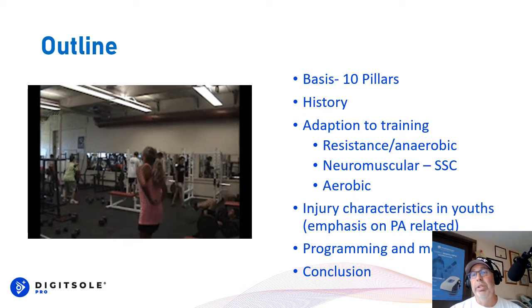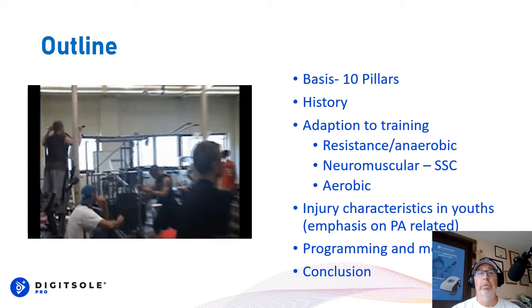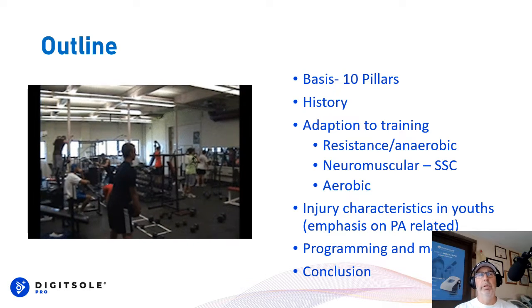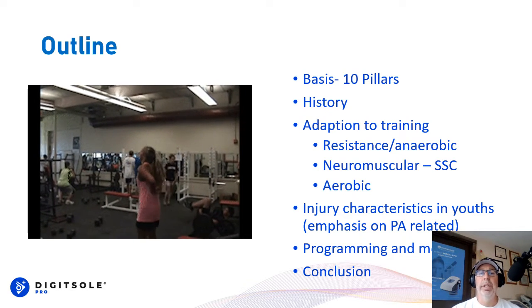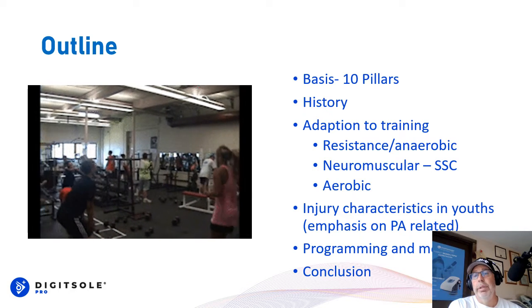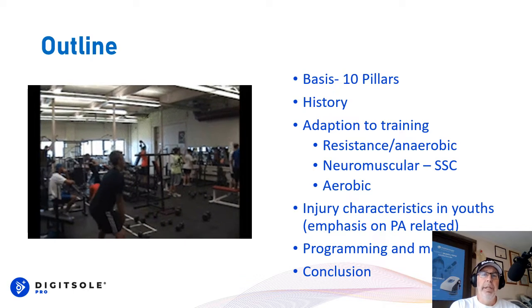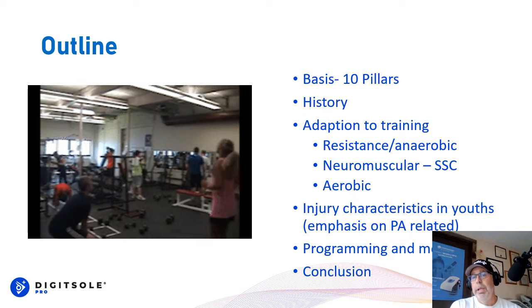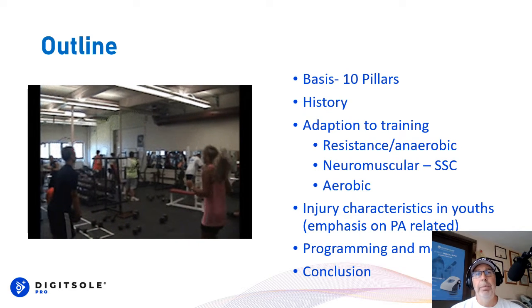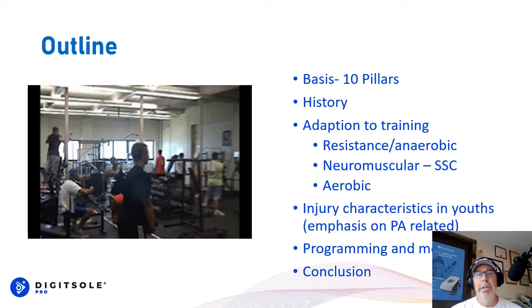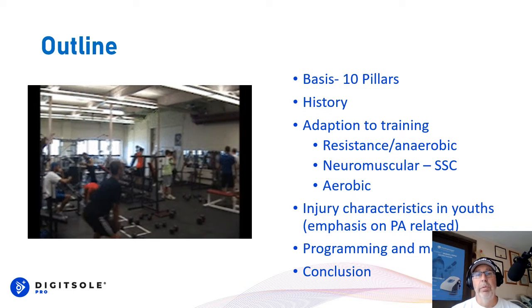Looking at adaptation to training. Most of this is emphasis on resistance or anaerobic, which does cross over into the neuromuscular aspect of the stretch shortening cycle. And then injury characteristics in youth, with emphasis on physical activity related. Programming and monitoring, again at a high level, maybe what's available to us today, and then a bit of a conclusion.